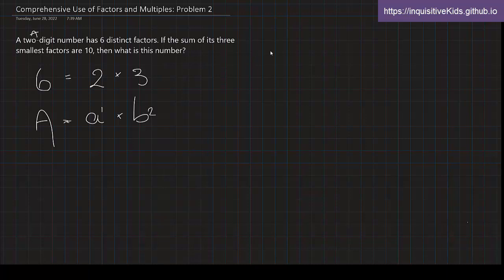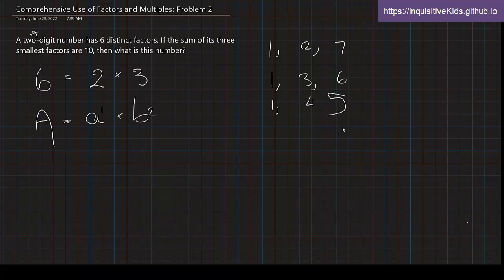Well, what is always a factor of any number? That's always going to be 1. 1 is always a factor, so it has to be the smallest factor. So there are 2 other numbers. Well, what could those numbers be? It could be 1, 2, 7, right? That adds up to 10. 1, 3, 6, and 1, 4, 5.